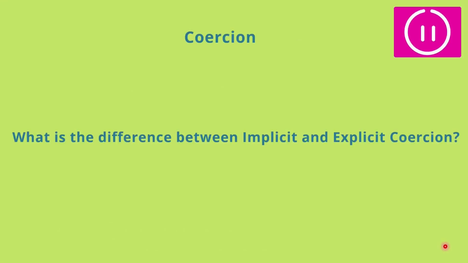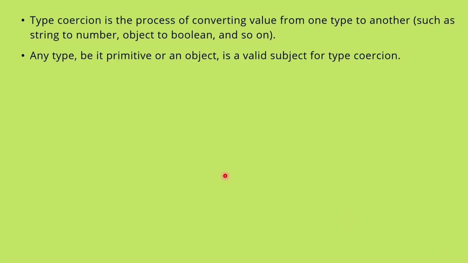Coercion. What is the difference between implicit and explicit coercion? Type coercion is the process of converting a value from one type to another. Let's suppose we have a string and we want to convert it to a number, then this is known as type coercion. All the types, whether it is a primitive or an object, are valid for type coercion.